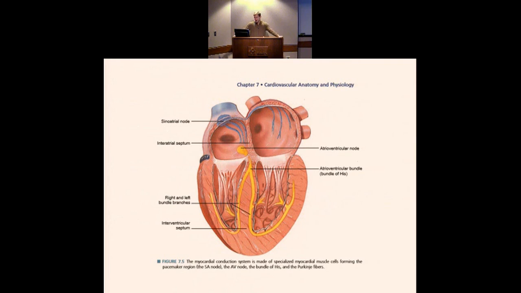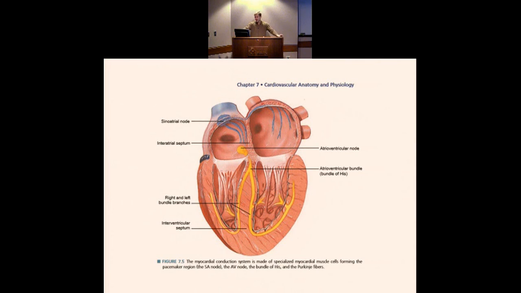So the electrical impulse goes down to your AV node, and it's worth mentioning that between the atria and the ventricles, electrically, they're kind of insulated from each other. So the only way that electrical energy can get there is through your AV node and the bundle of His. That's important when you have blockages there of the electrical impulse. That's how people have rhythm disturbances and arrhythmias.